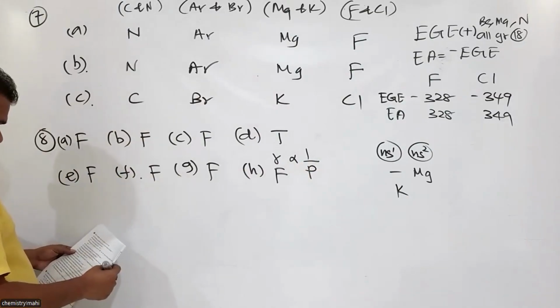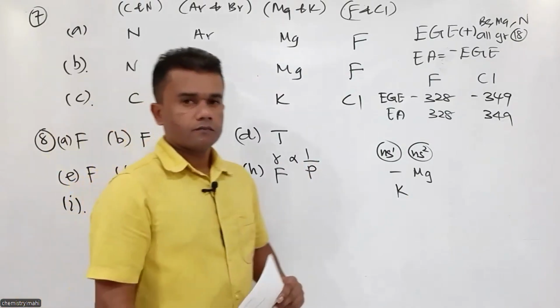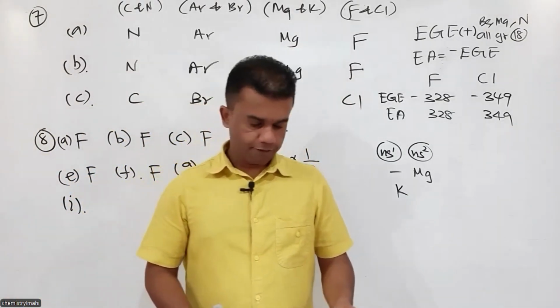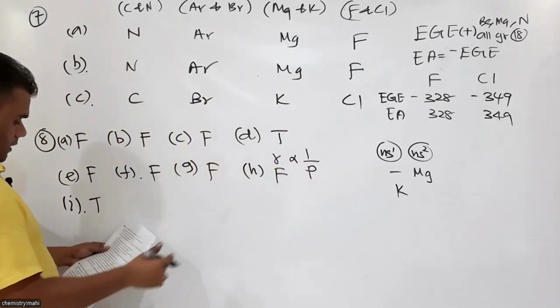All right. A, B, C, D, F, H, I. In the case of I, what do we have? The electronegativity of fluorine is 4.0. Yes, according to Linus Pauling, it's 4.